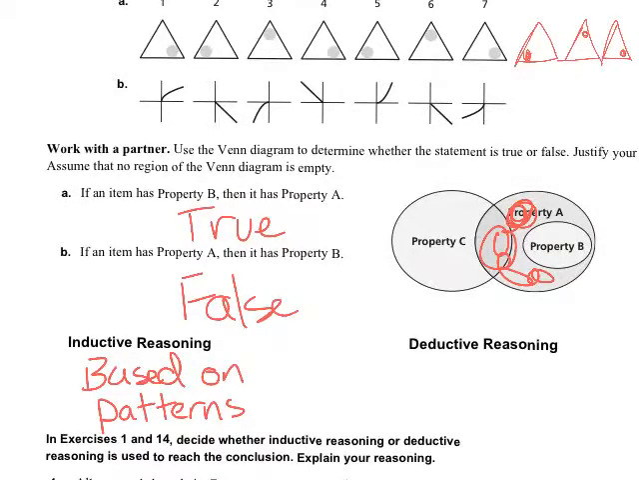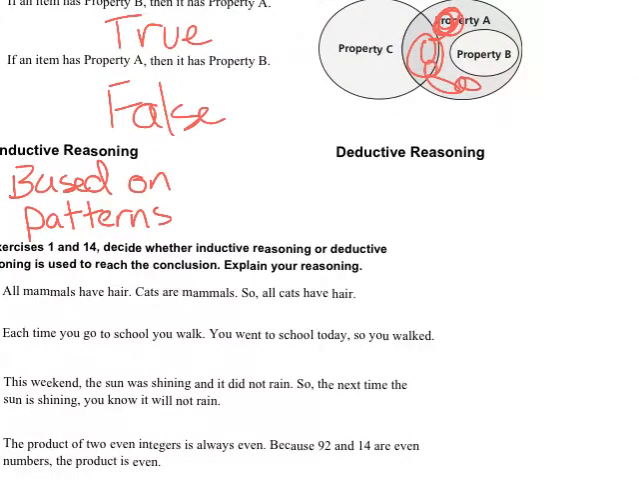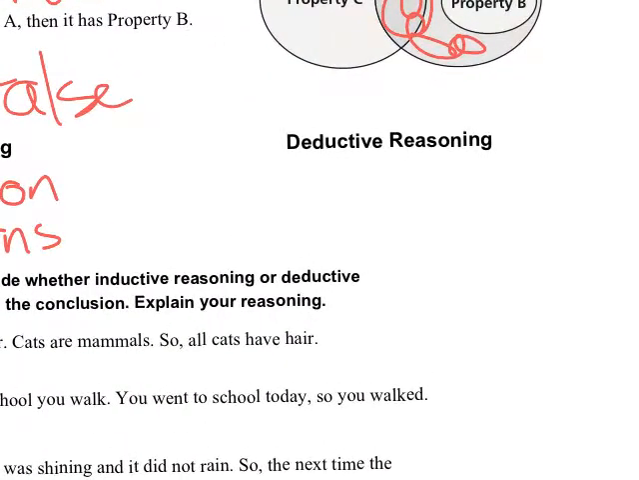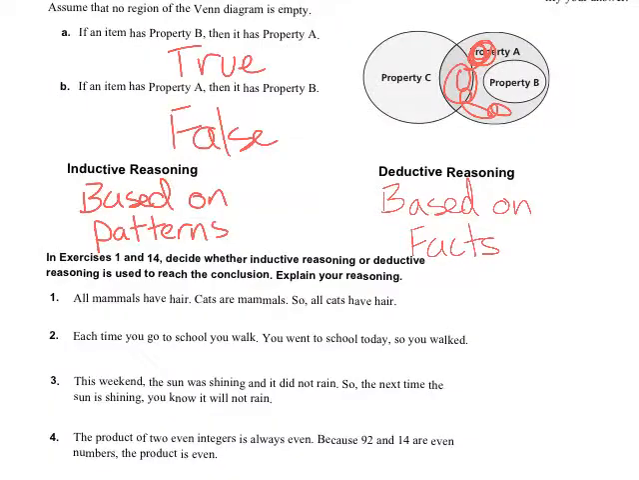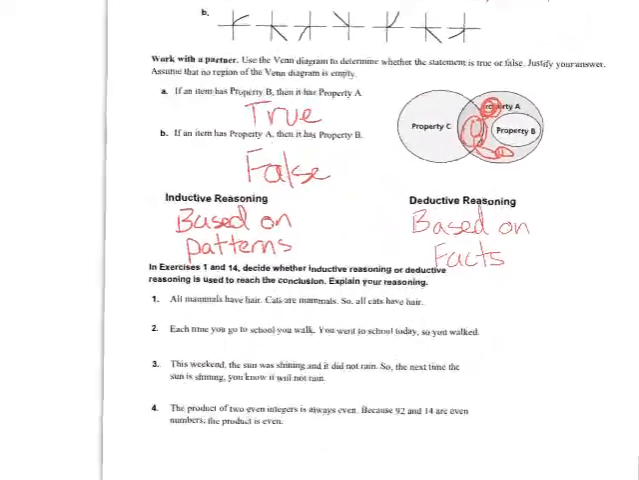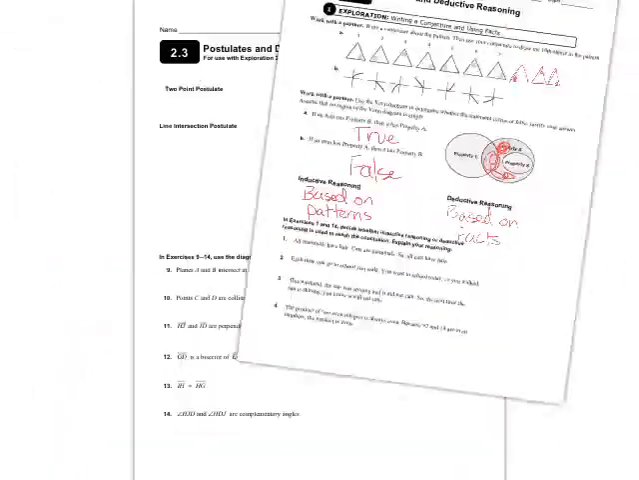Okay? That is basing an argument or basing your reasoning on facts. That is deductive reasoning. Okay? So deductive reasoning is based on facts. Okay, so inductive reasoning is based on patterns. Deductive reasoning is based on facts.